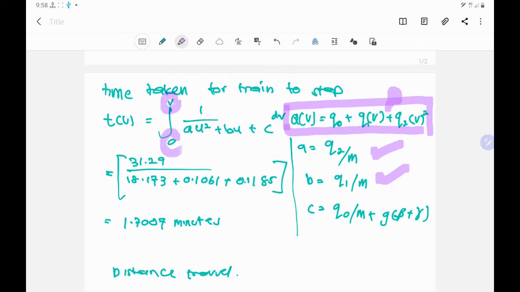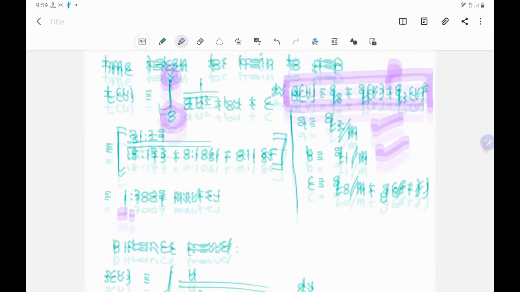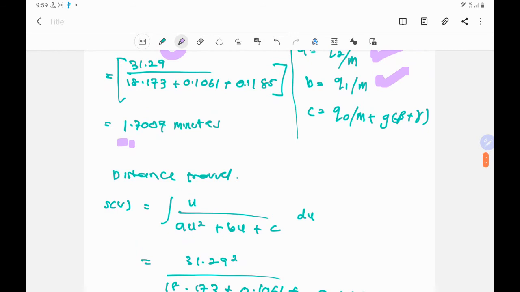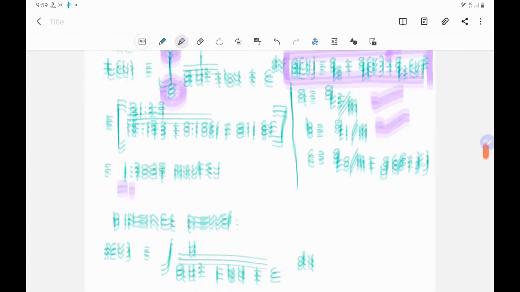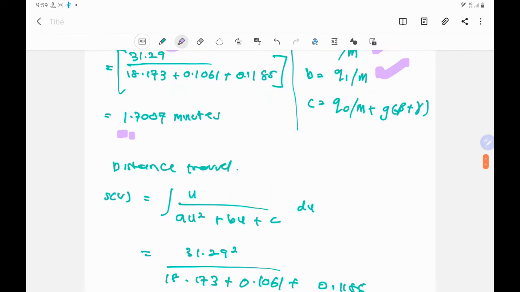V to 0, we can get 31.29 over 18.173 plus 0.1061 plus 0.1185, and then we can get 1 minute 0.7007. Okay, this is the time for the train to stop when we apply the dynamic braking.